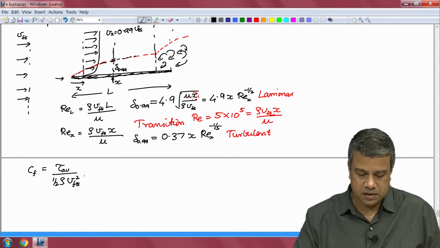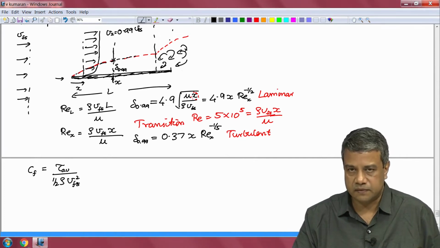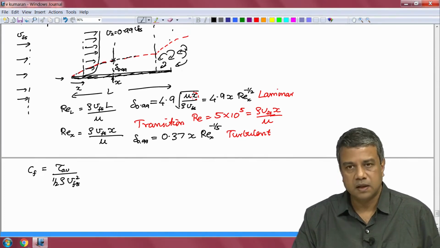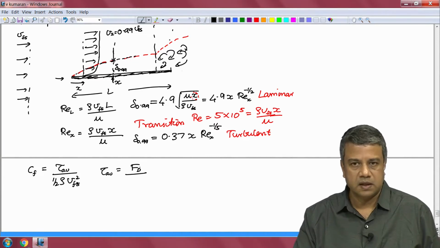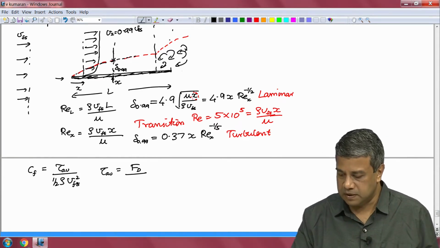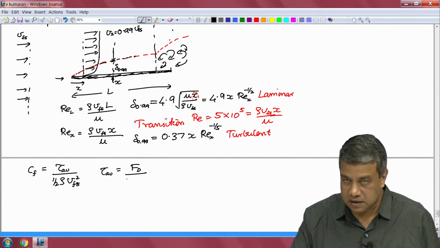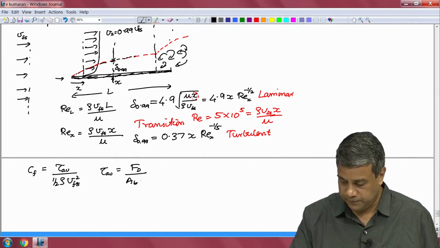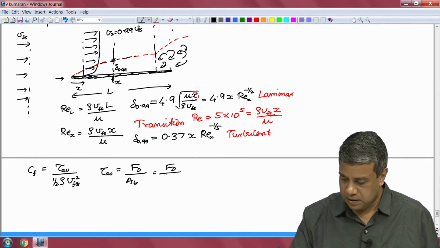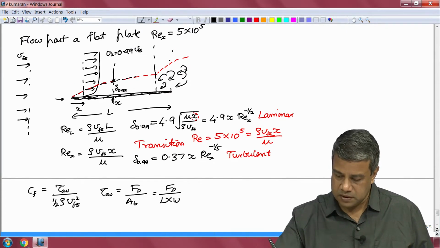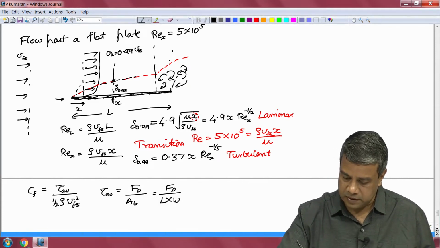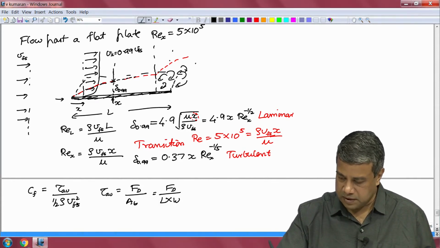Okay, that is the kinetic energy per unit volume in the free stream, the free stream kinetic energy per unit volume, where the shear stress is equal to the total force exerted on the surface, the drag force exerted by the fluid on the surface, divided by the tangential area, L into W, where W is the width of the plate perpendicular to the flow direction. If you recall, I had said that the width of the plate perpendicular to the flow direction is W.